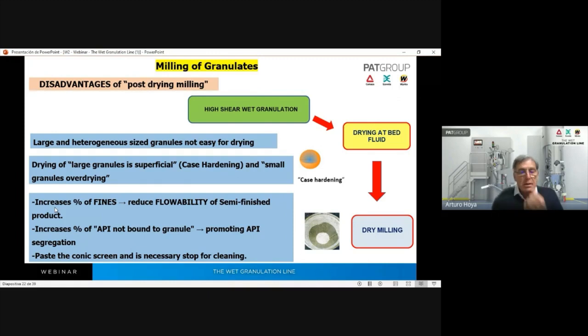And of course, because you have a high level of humidity in the core of the big granules, this high humidity will pass to the conic screen and will necessarily force you to stop and clean. So clearly wet milling is better than dry milling.